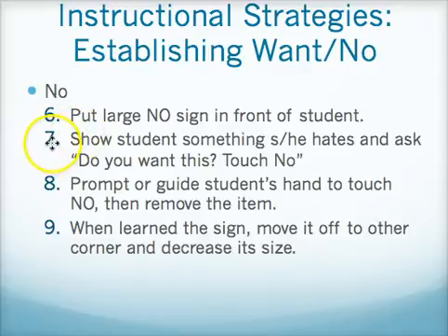We're going to show the student something that we know they don't want. Now, this is important. You really need to make sure that you know the student doesn't want the item, okay? Because we're going to prompt them when we say, do you want this? We're going to prompt them to touch no. Well, if the student actually does want the item, that's going to be confusing for them. So make sure it's an item that we know they absolutely don't want. Okay? Again, we're going to prompt them, guide them to touch no, and once they touch no, then we're going to remove the item from them.